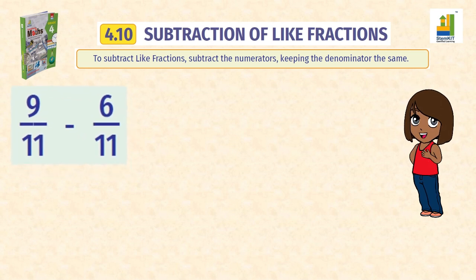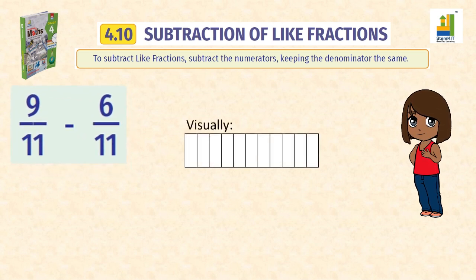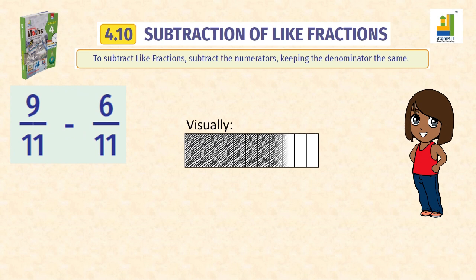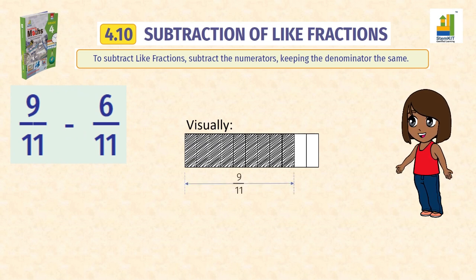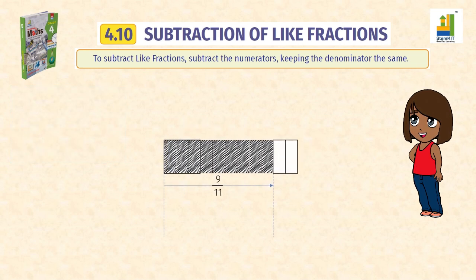Let us solve the same question visually. The fraction 9 by 11 looks something like this. We have shaded 9 out of 11 boxes. To subtract 6 by 11, we erase 6 of the shaded boxes.